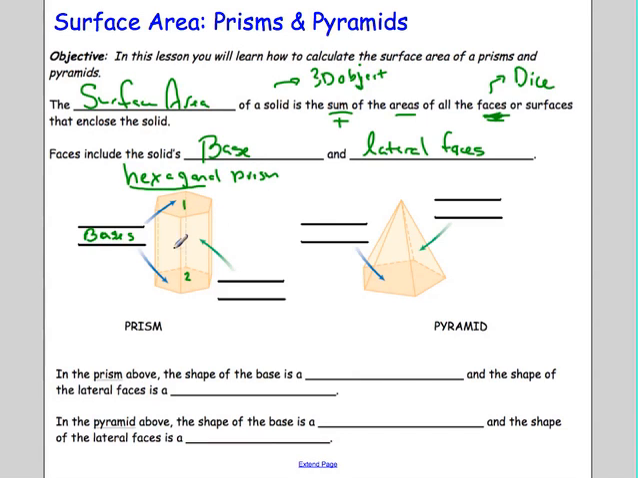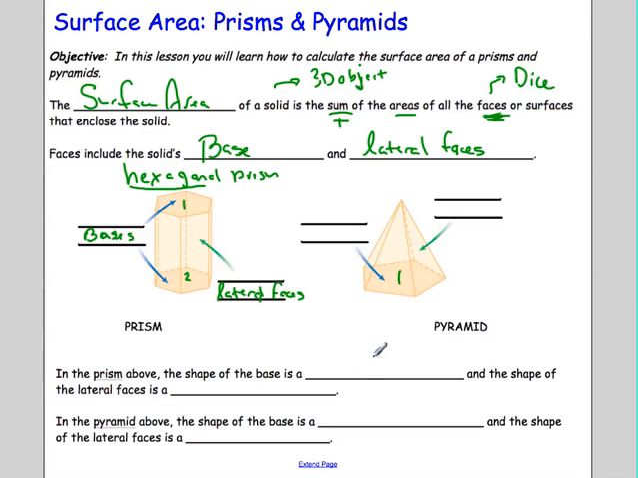Each of these rectangles, made up of the side lengths of the corresponding sides of the hexagons and stretched a very specific height, those are called the lateral faces. The lateral faces. Handwriting's not so hot. And then it's different if you just have one base. See, there's just one base down here.